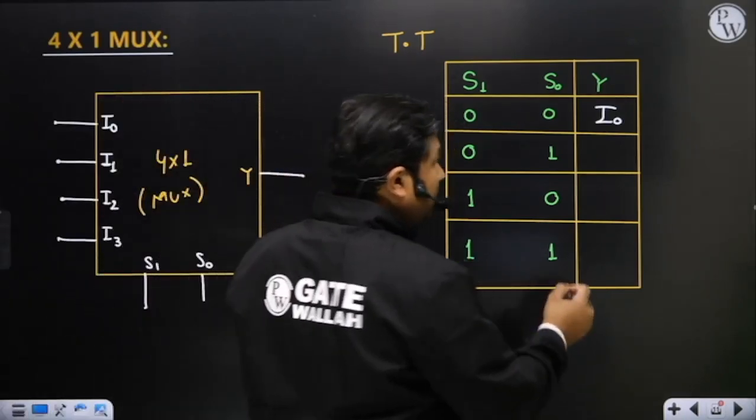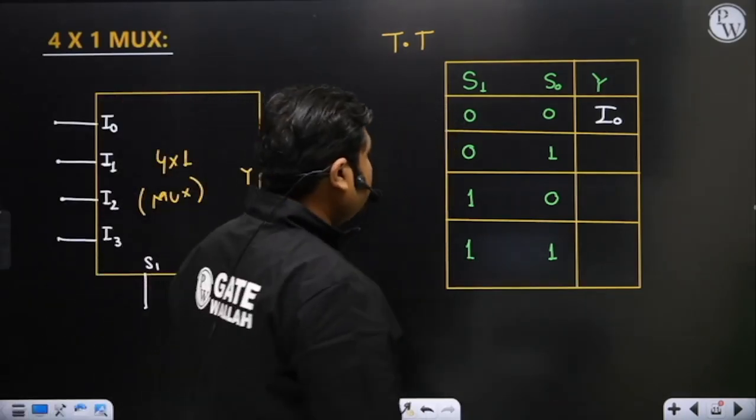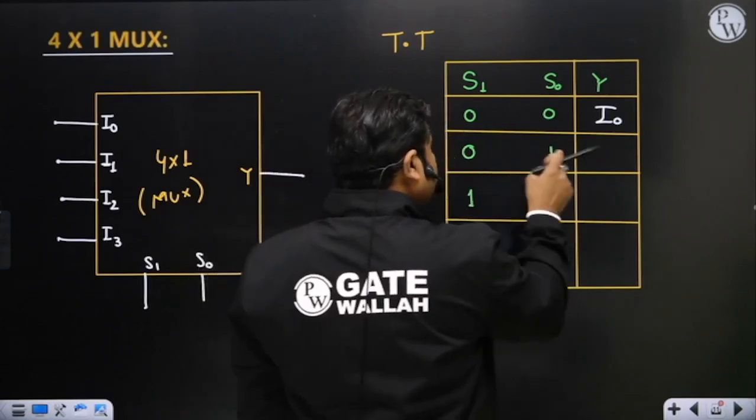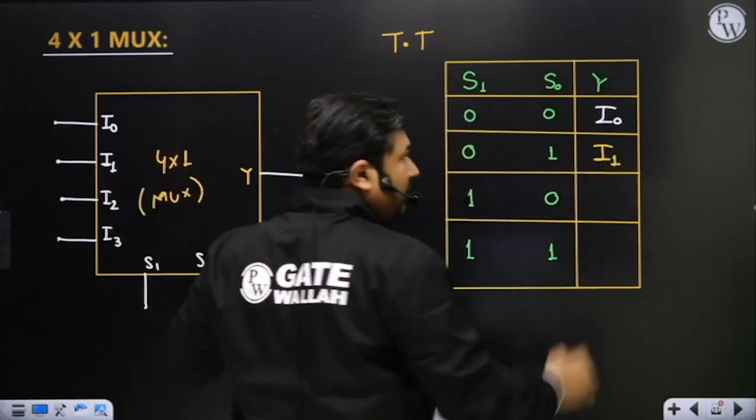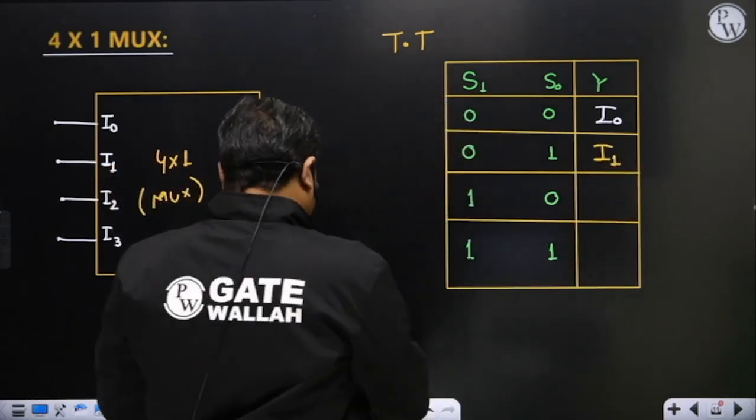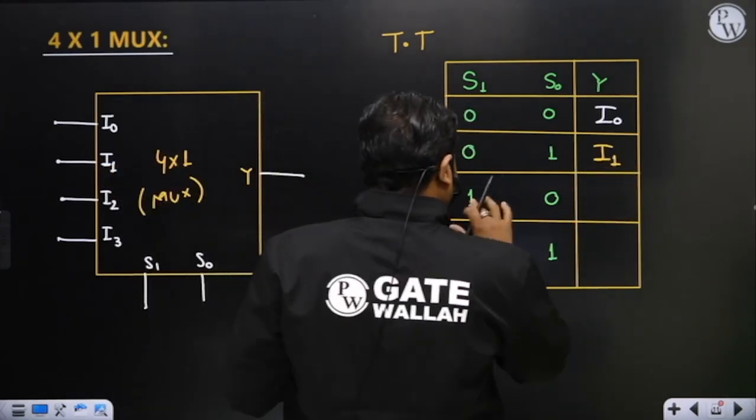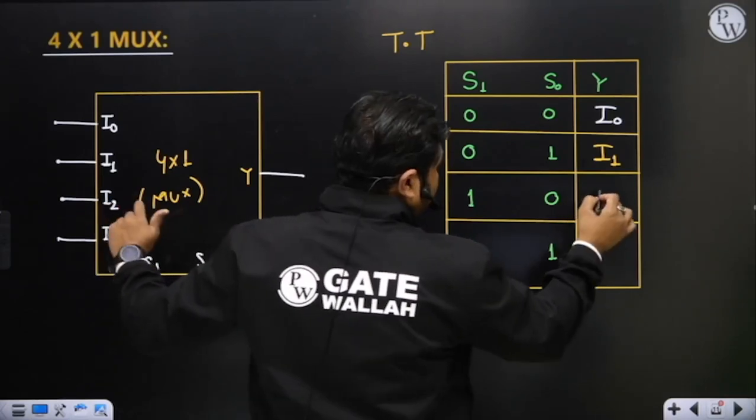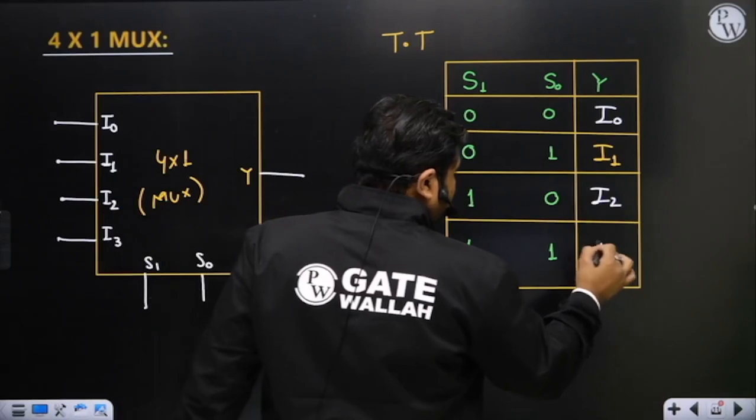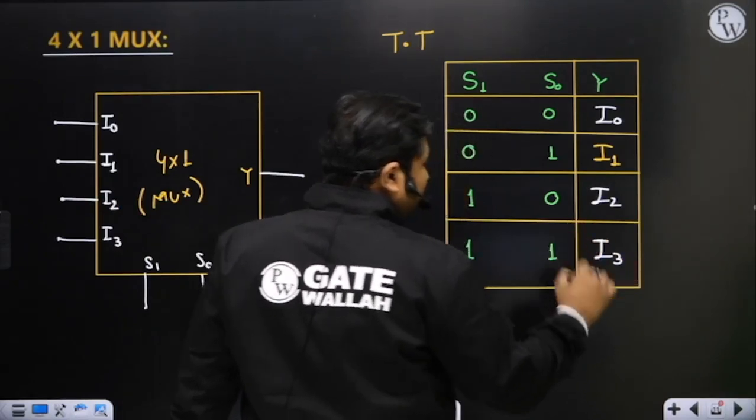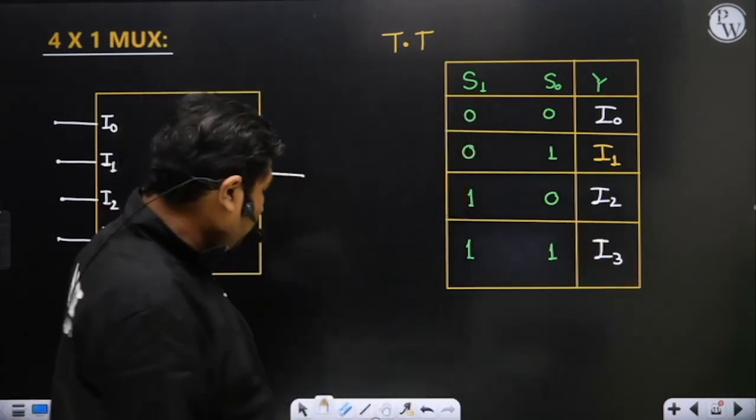Let it be in terms of I0, I1 and so on. For 01, which is the binary of 1, whatever information is on the I1 pin is going to be transferred to output Y. Similarly, for 10, whatever information is on the I2 pin is transferred to output Y. For 11, whatever information is given to the I3 pin is transferred to output Y.